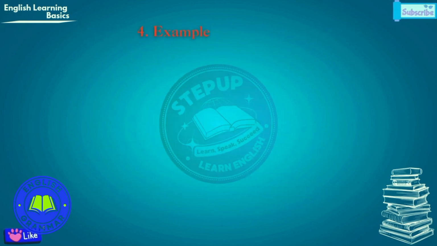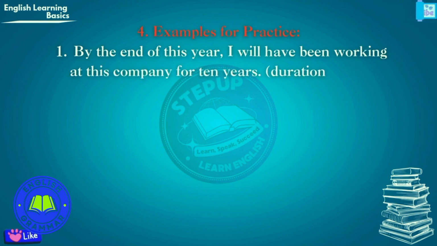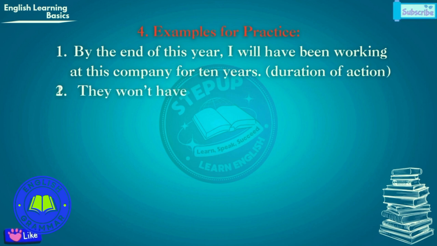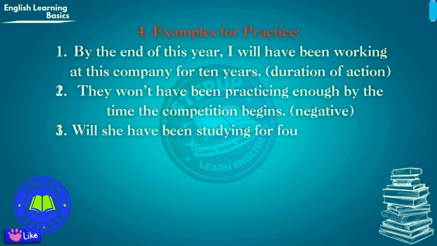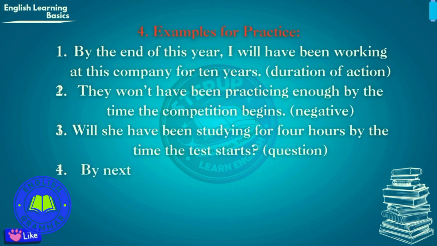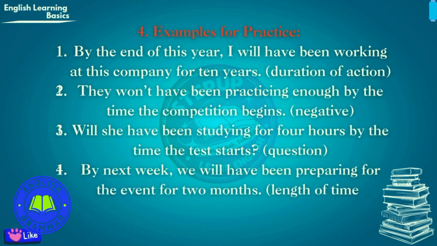Four. Examples for practice. 1. By the end of this year, I will have been working at this company for 10 years. Duration of action. 2. They won't have been practicing enough by the time the competition begins. Negative. 3. Will she have been studying for 4 hours by the time the test starts? Question. 4. By next week, we will have been preparing for the event for 2 months. Length of time.